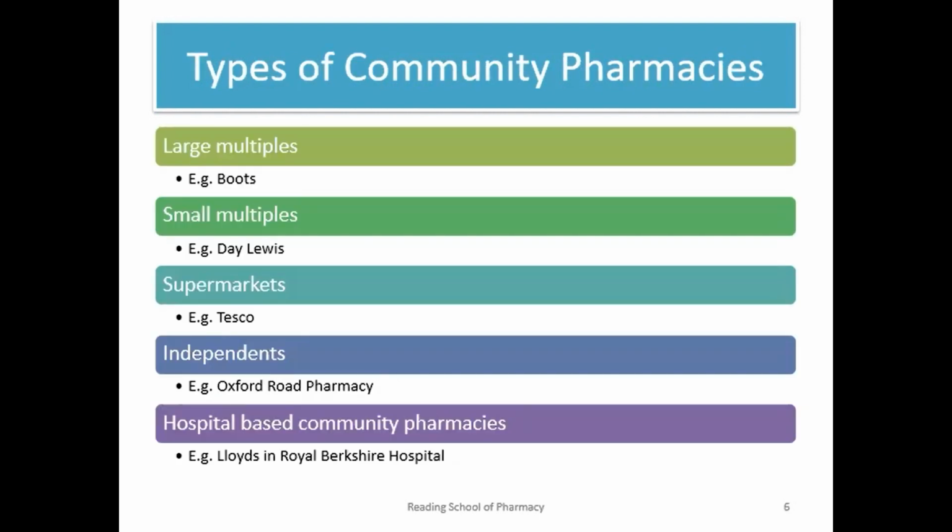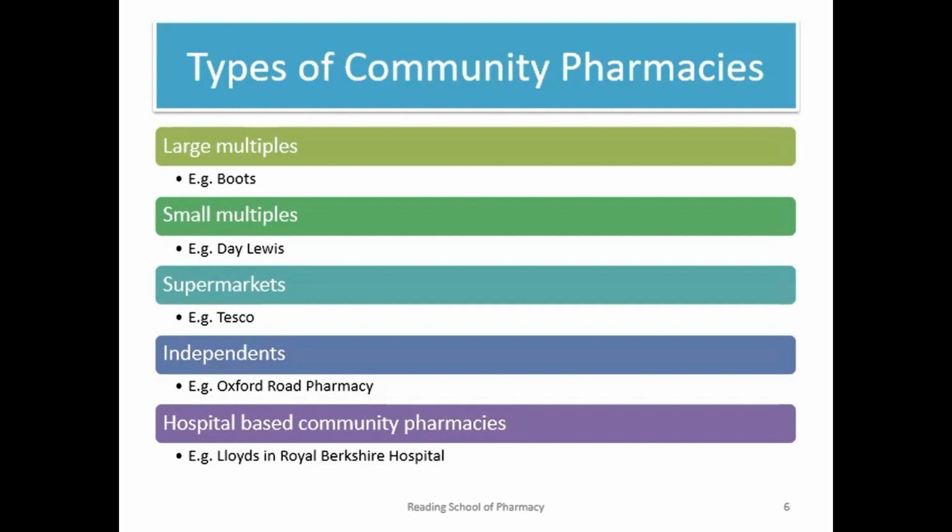Okay. Now, the different types of community pharmacies. You obviously have your large multiples. A great example of that is Boots. You have your smaller multiples. Day Lewis is a great example of this. You then have your supermarket-based pharmacies. Tesco, Sainsbury's, even Morrison's, have their own pharmacies. Then you have your independents.